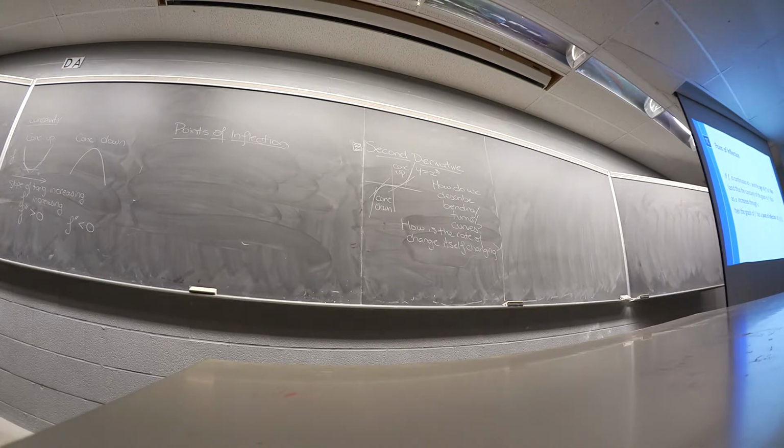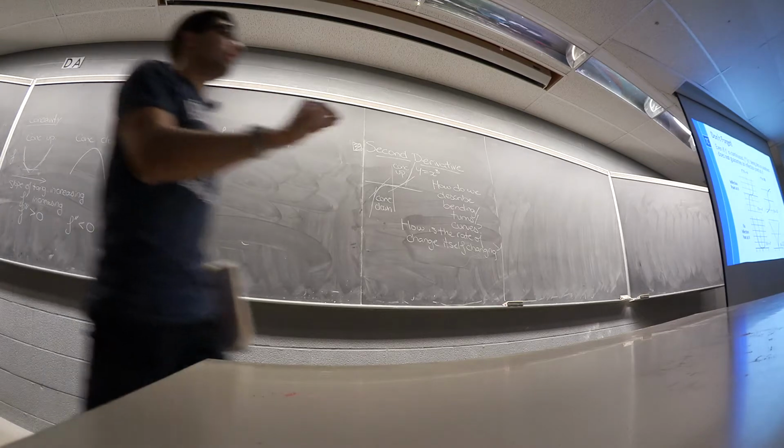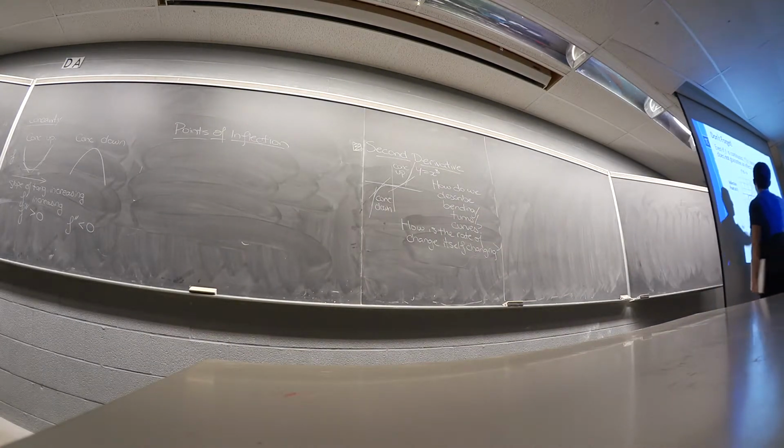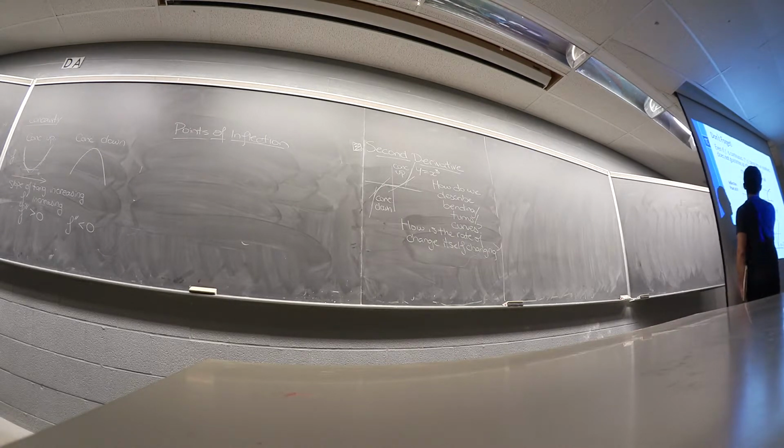I'll stop with this warning. Even if f is continuous, the second derivative being 0 or undefined is not enough to give you an inflection point. You have to look around. Here the second derivative is 0 in these two cases, but here we have an inflection point. We go from concave down to concave up. Here we don't. We're concave up everywhere.